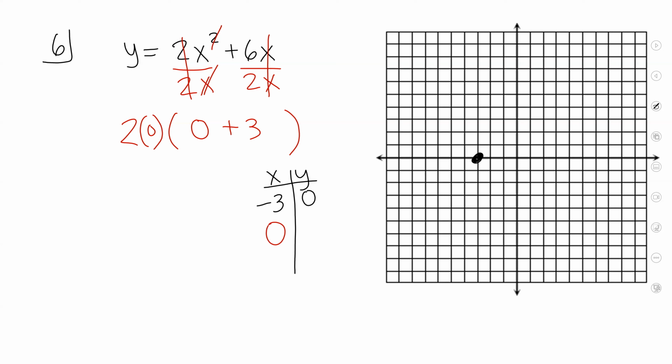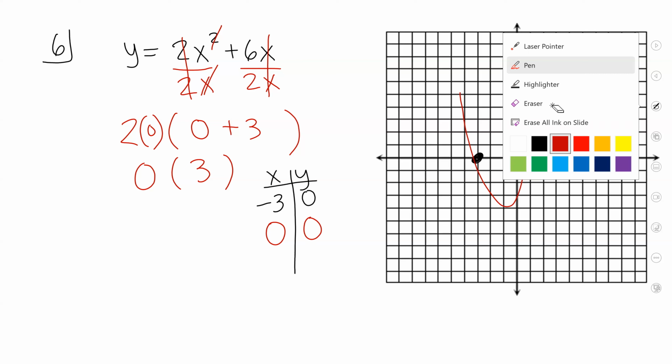2 times 0 is just 0, times 0 plus 3 is 3. 0 times 3 is just 0. So I'm also at the origin. That's where my other x-intercept is. So I know that my graph will look something like that. Okay? But let's go ahead and find some more points by plotting.